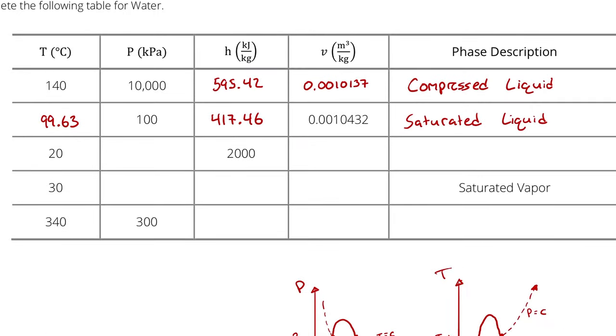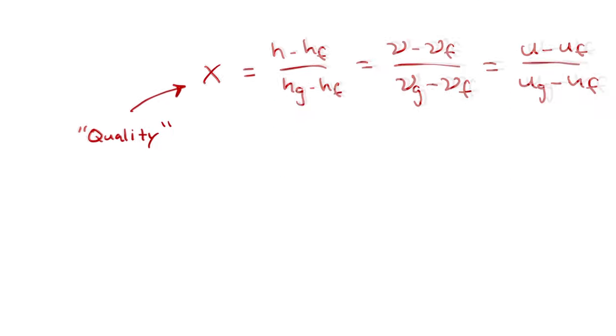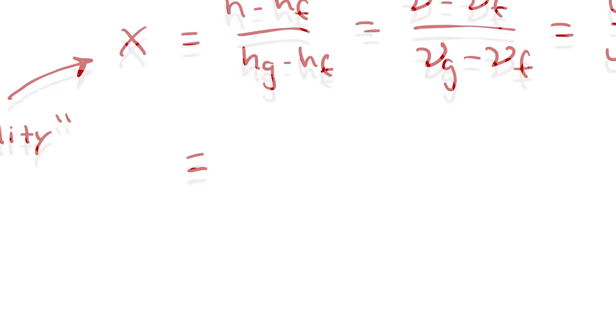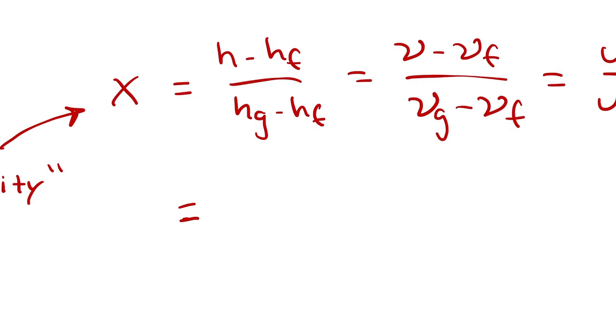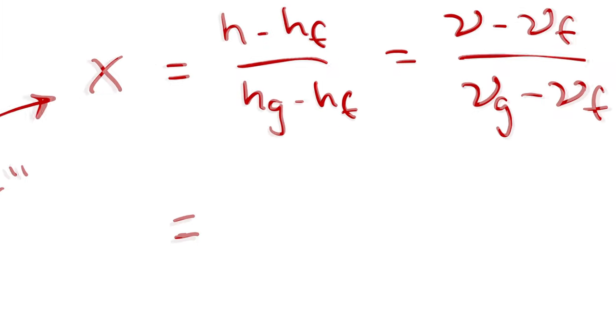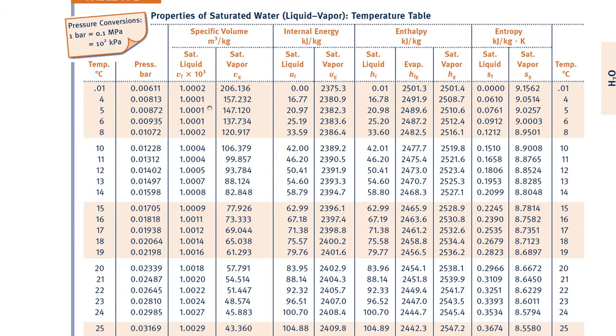Whatever the case, though, I am going to calculate a quality for row C, just for fun. We don't need it to complete the table, but what are we here to do if not to learn things? So I am going to calculate a quality by taking our enthalpy value minus HF at our temperature, which was 20 degrees, divided by HG at our temperature minus HF at our temperature. And if you wanted to, you could just substitute HFG in the denominator and save yourself a subtraction step.